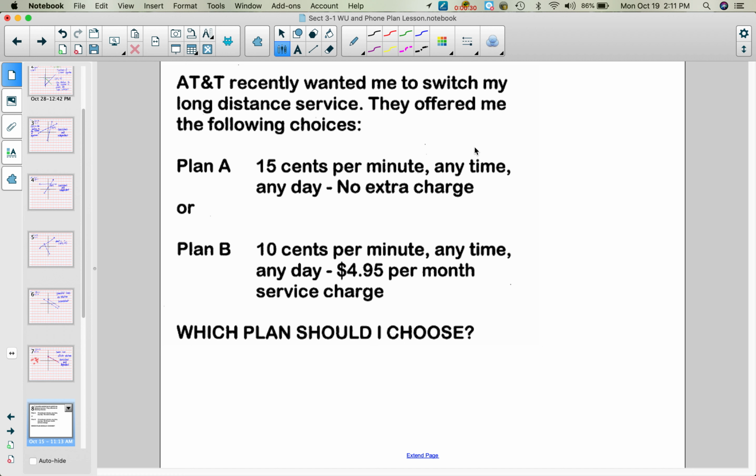Plan A was 15 cents a minute, anytime, any day with no extra charge. Or Plan B was 10 cents a minute, anytime, any day, so I'm paying 5 cents less a minute, plus $4.95 per month service charge. So then the question became, which plan should I choose? And I had to think about, well, how would I know what plan to choose?